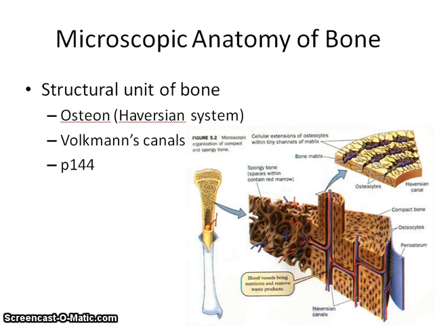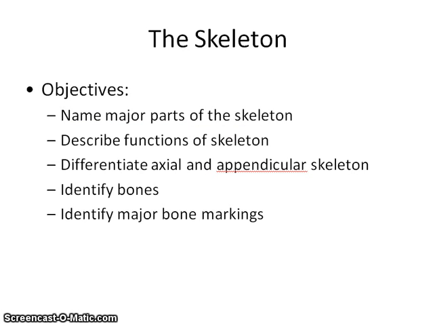So now that we've covered the inside of the bone and what it's made up of, we need to talk about the major parts of the skeleton. So for this next part, we want to go over the major parts, being the biggest bones of the skeleton, describe their function, differentiate between axial versus appendicular, and then hopefully by the end of this chapter we should be able to identify some of the bigger bones and their markings.